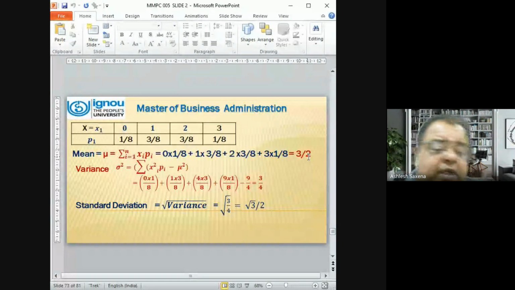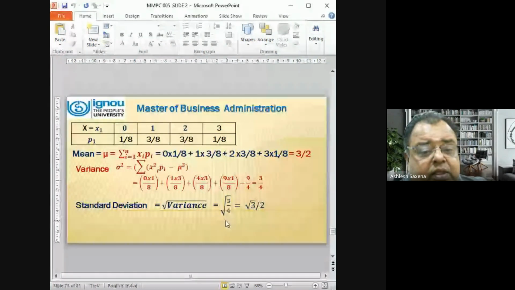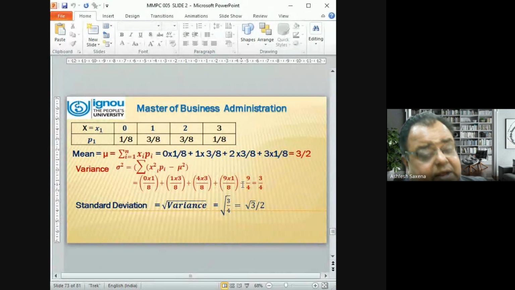When you evaluate this, it will be 0, 3 by 8, 12 by 8, plus 9 by 8. So this comes out to be 3, 12, 15, 15 plus 9 is 24, divided by 8, minus this. When you evaluate, you will get 3 by 4.